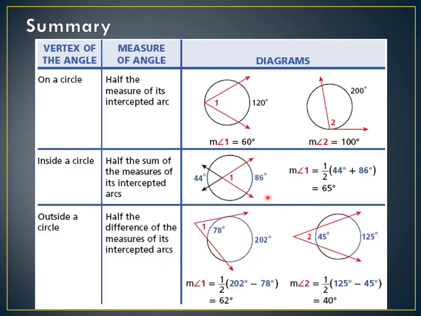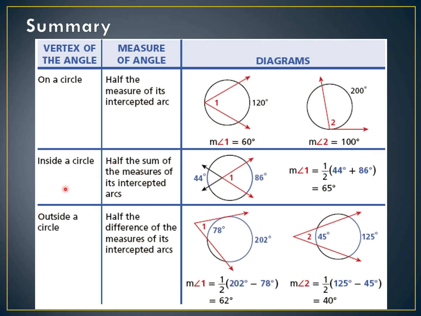Let's have the summary of the three cases. We have on a circle, yung vertex is on the circle, inside the circle, saka outside the circle. So, para madaling tandaan, kapag on the circle, i-divide mo lang sa 2 yung intercepted arc para makuha yung angle. So, 120 divided by 2 is equal to 60 degrees. Dito rin sa pangalawang example, we have intercepted arc na 200. So, para makuha yung angle 2 divided by 2, kaya 100 yung measurement ng angle 2.